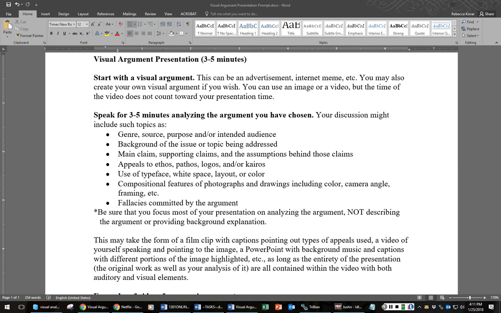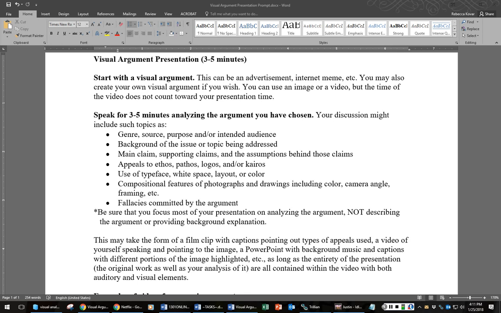You can include a little bit of background on the issue or topic being addressed. Be careful not to go into too much detail on this because the point of your presentation is to say how the argument is being made, not to make the argument or reiterate it. But you can give us a little bit of background on the topic. So say your image is arguing that people should spay and neuter their pets. You can throw out a few statistics explaining how many cats and dogs are euthanized every year, day, whatever. That just says here's why they're making this claim.